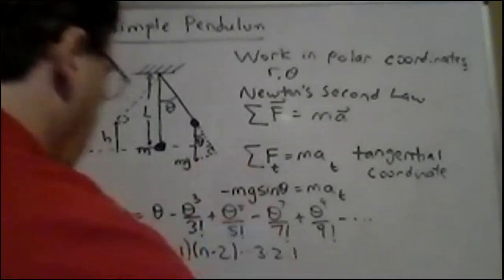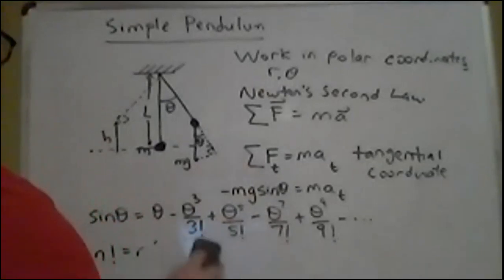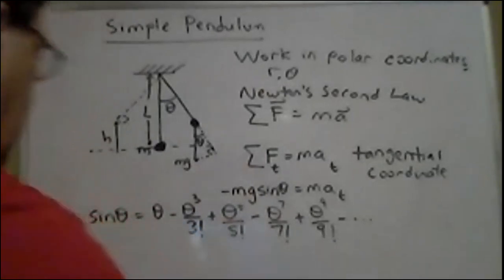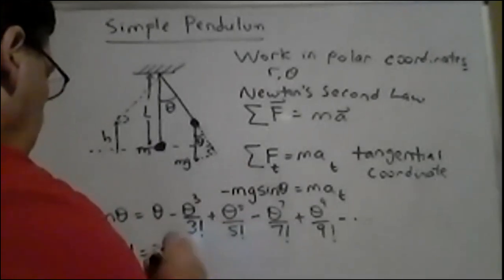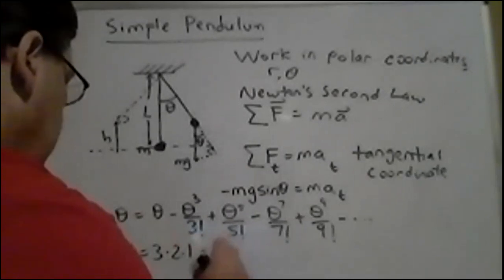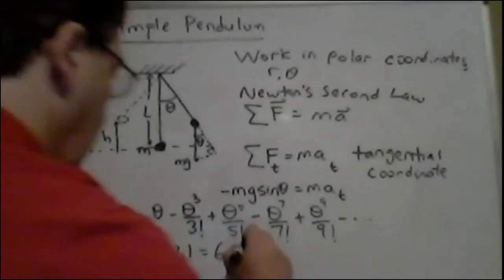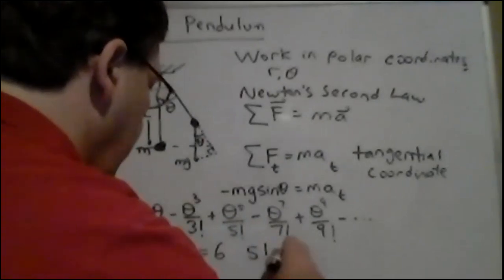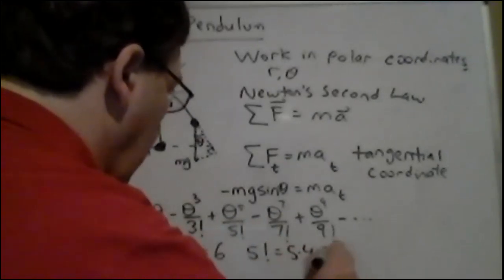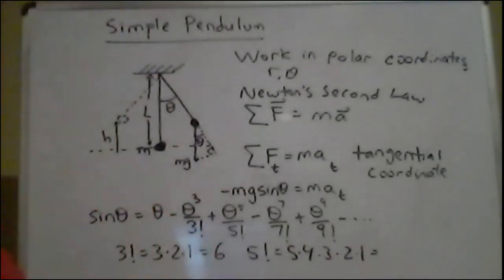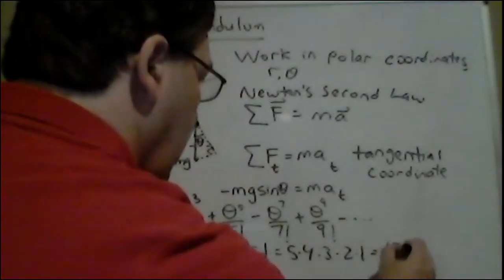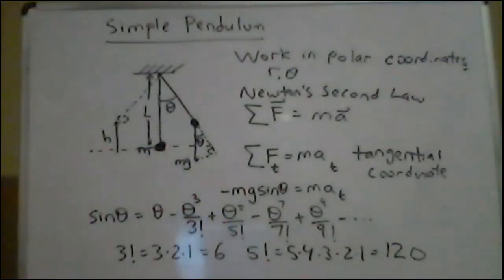So what would 3 factorial be, for instance? Well, 3 factorial, I follow my script. 3 factorial would be what? Let's see, 3 times 2 times 1 is 6. 5 factorial, what would that be? 5 factorial, 5 times 4 times 3 times 2 times 1. So that would be 5 times 4 is 20, times 3 is 60, times 2 is 120. 5 factorial is 120.